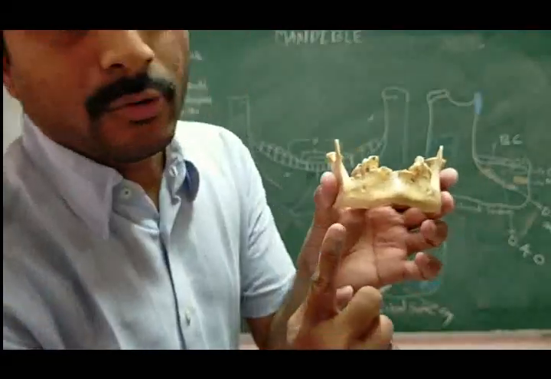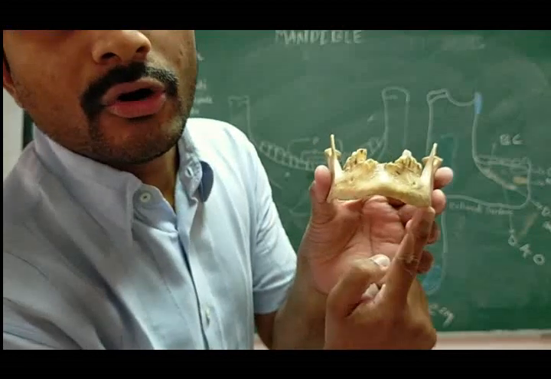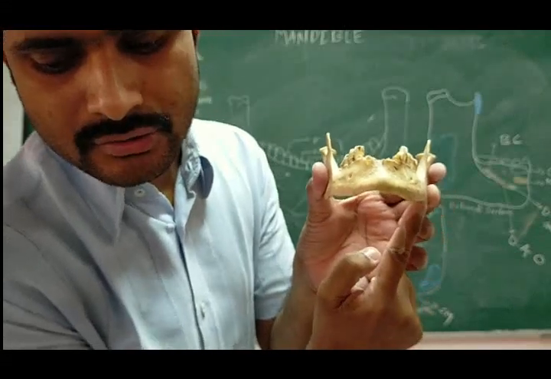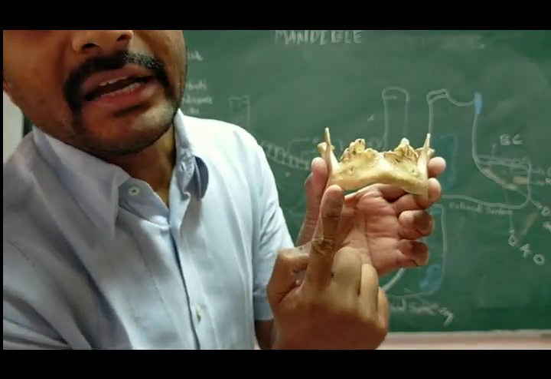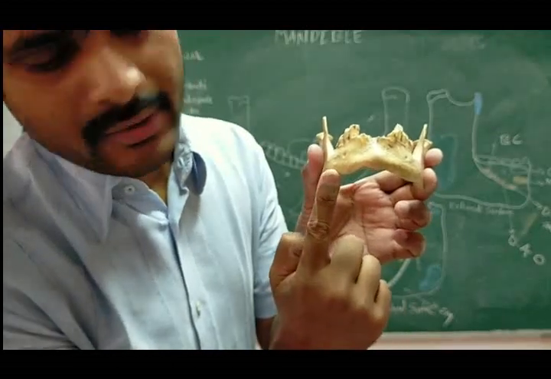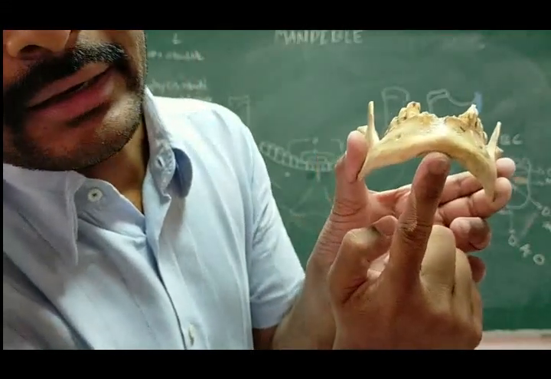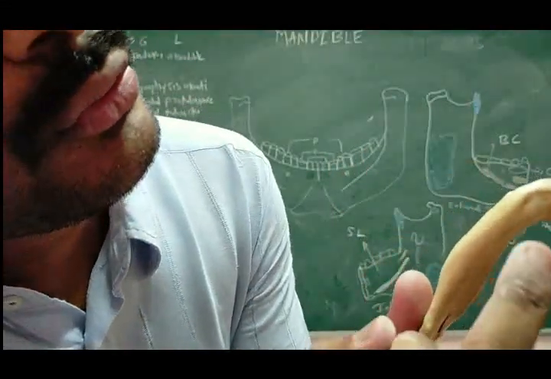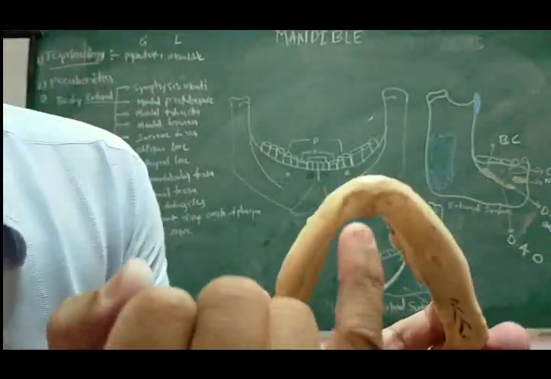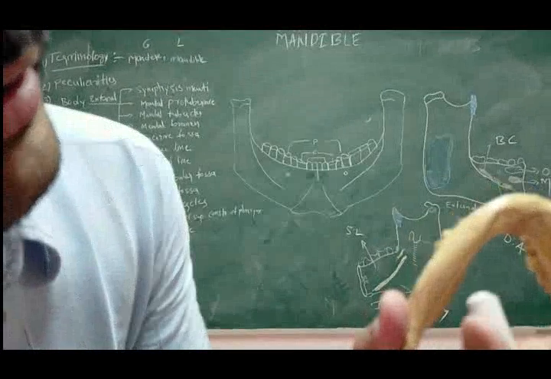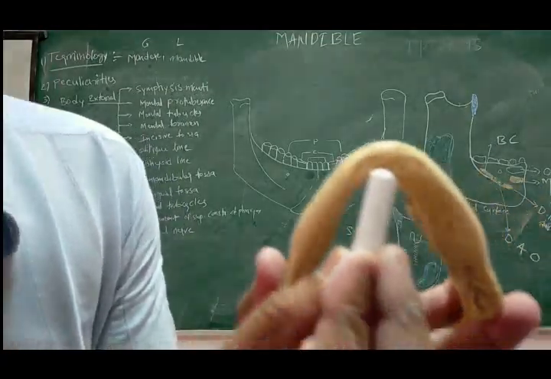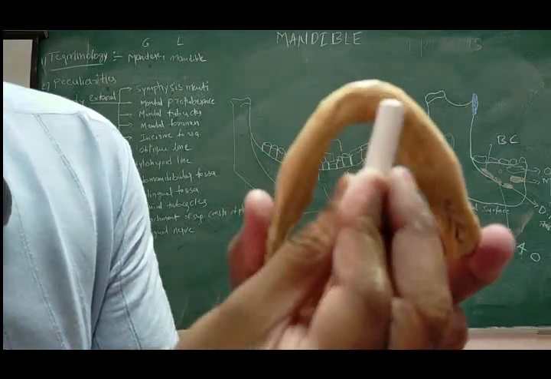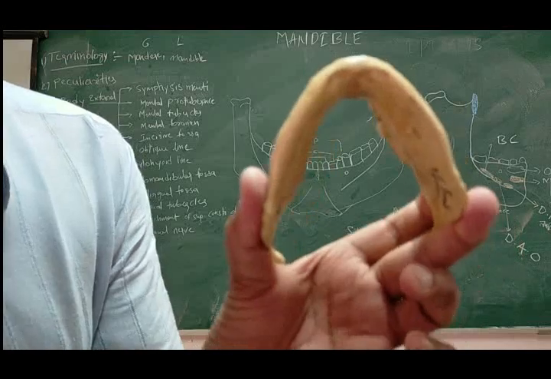Now next, this border is the lower border. It is also called the base of the mandible. In the base of the mandible, near the midline, you can see two small fossae present. See, one fossa and a second fossa. These two fossae are called the digastric fossae.